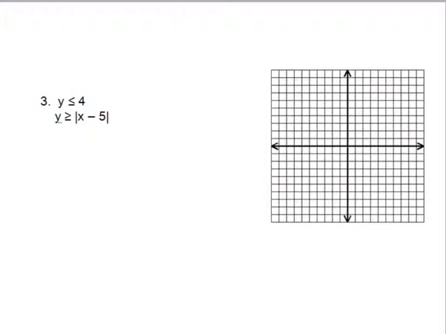Alright, example 3. We are going to revisit graphing absolute value functions. But first, let's do that. y is less than or equal to 4. So I'm going to plot my point at 4. It's a horizontal line. It's less than or equal to, so it's solid. And I'm going to shade everything below that line.